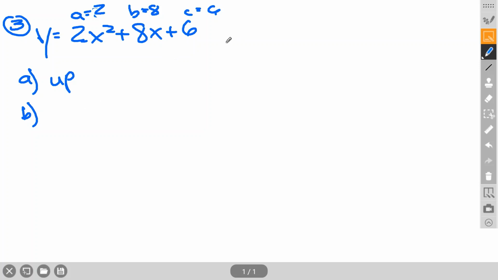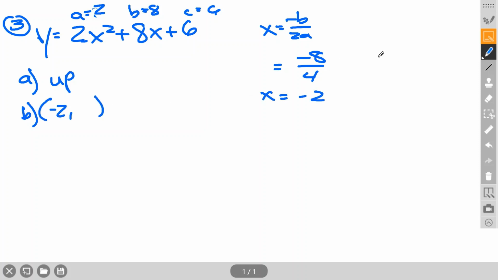So the vertex, the x coordinate is negative b over 2a. So that's negative 8 over 4. This is negative 2. So the x coordinate is negative 2. To find the y coordinate, we'll substitute that into the equation. So you got y is equal to 2 times negative 2 squared, plus 8 times negative 2, plus 6.